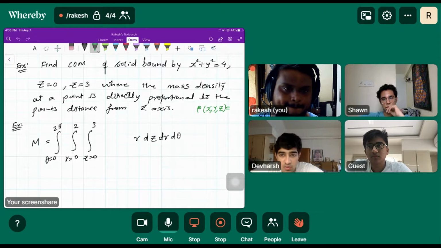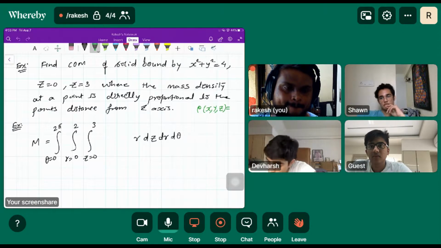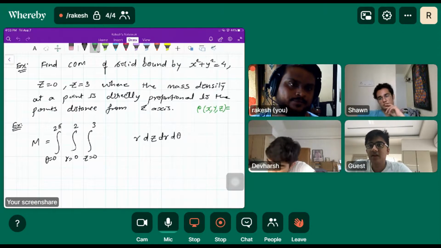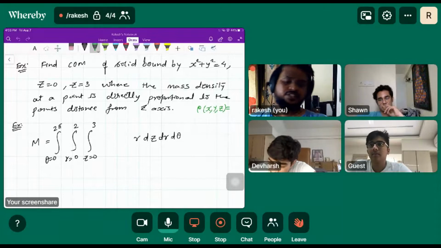Is it x square plus y square? Square root of x square plus y square. No, that's not it. Because distance from the z-axis can be in any direction. Yeah, it can't be anything.